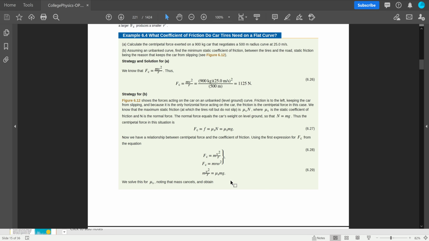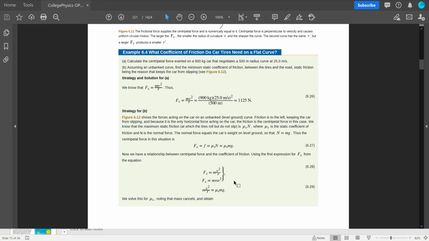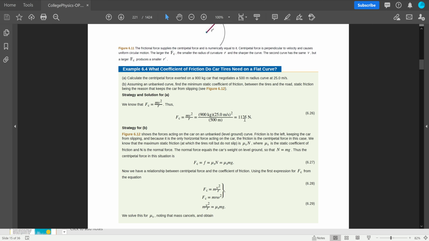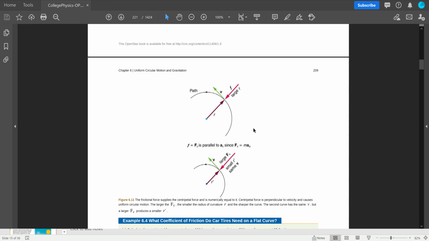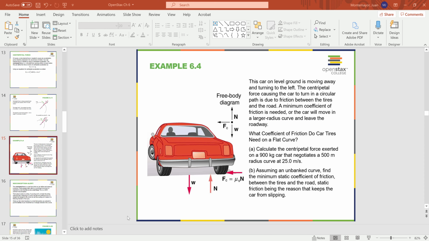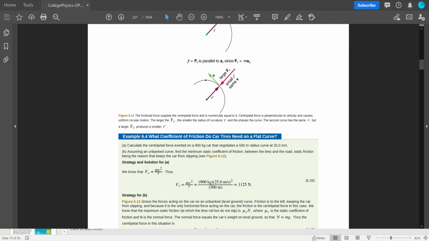All right. So here we have, calculate the centripetal force of the 900 kilogram car, which negotiates the 500-meter radius curve at 25 meters per second. So here we are going to talk about our Fc equals mv squared over r. Oh, I wanted to point out the friction question that was on the PowerPoint. That's simply looking back at the chart and looking up a coefficient of friction between our rubber and our dry concrete.